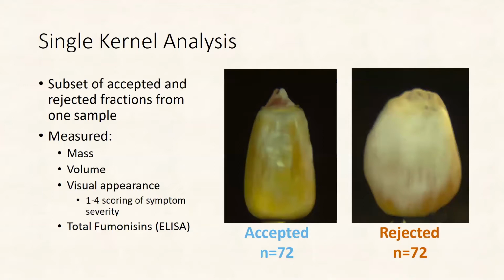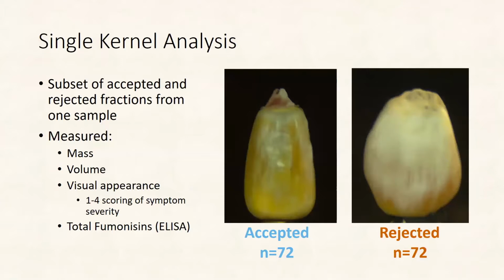So I wanted to zoom in further to understand at the single kernel level what sort of traits were affected by this sorter, and also single kernel traits that could be related to Fumonisin. And so I took a subset of 72 accepted kernels and 72 rejected kernels from 1 sample and measured the mass, which is very simple just by placing it on a scale.